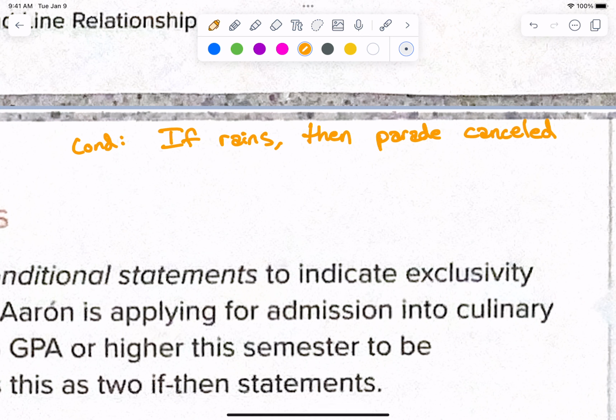If I do the converse of that, converse means just flipping it around. What would the converse look like?